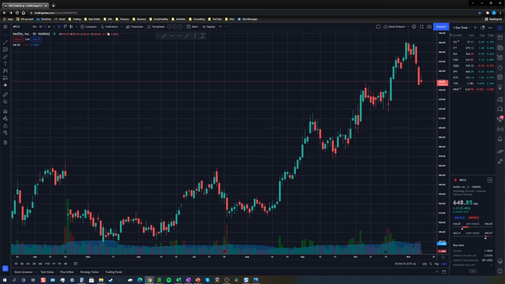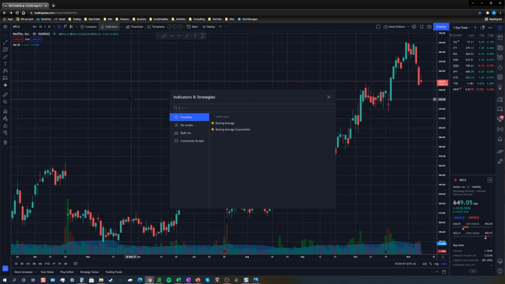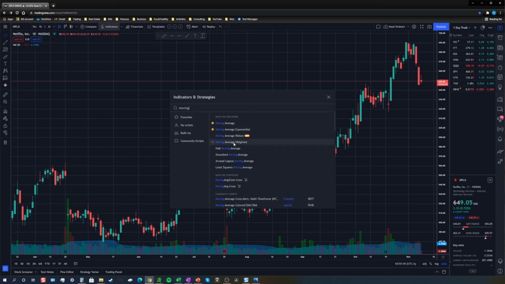If you want to add in indicators, the field to add in indicators is right here. It says indicators and strategies. So there's many different indicators you can add in. Okay, I'm going to talk quickly about 4 indicators. 2 of them are actually right here, moving average or moving average exponential, but I'm going to show you how to find them. So right here in search, it's very easy. Just type in moving, and then anything that has moving in the name pops up.